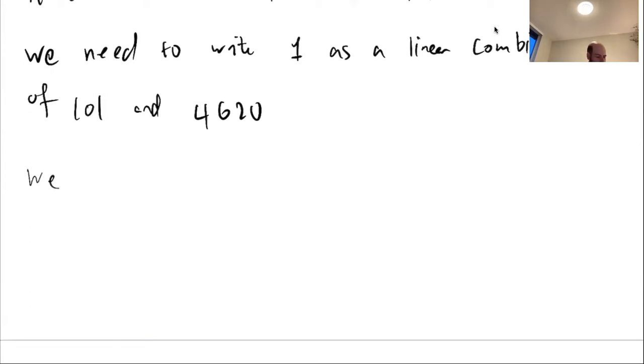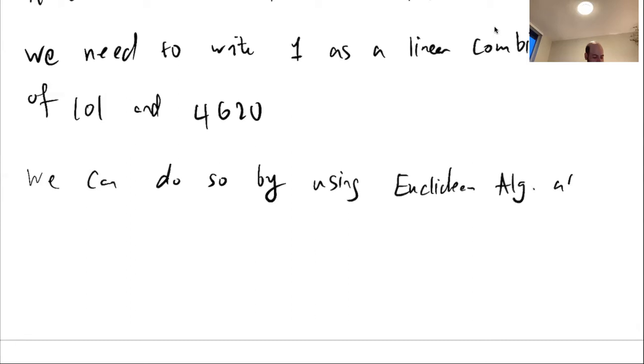So we can do so by using the Euclidean algorithm above.